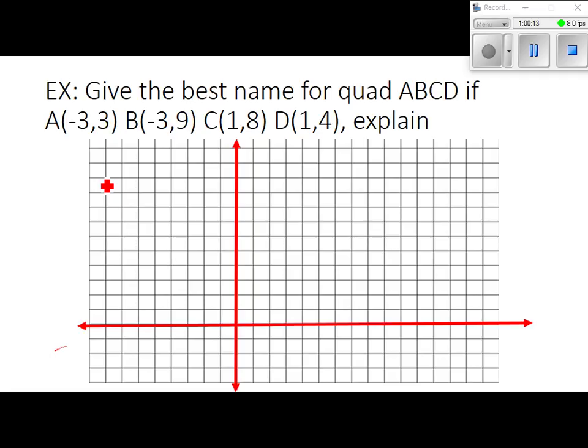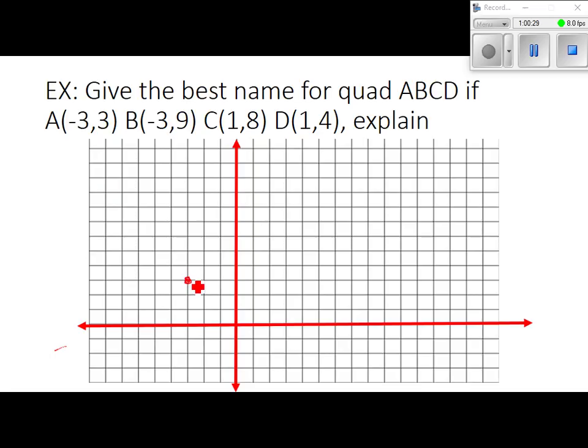On this next one, we graph this. We're trying to give it the best possible name. This is all that stuff that we did during class. You gotta be able to explain to me why that's the best possible name. So just give me a second. I'm going to graph it.